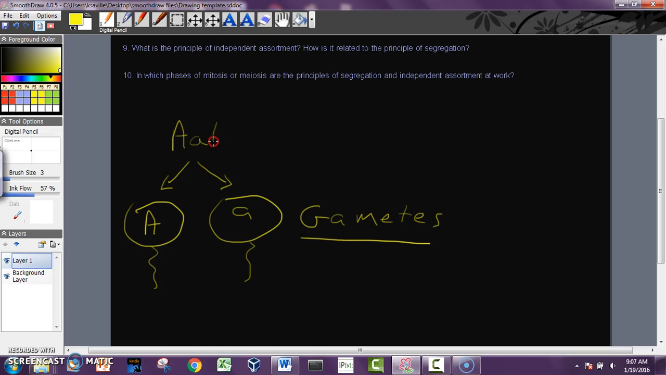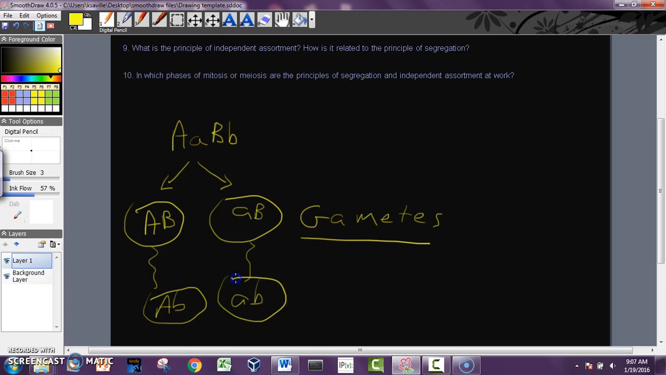Now independent assortment is what happens if you're dealing with more than one gene. So here are two genes. If you get a big A, you can also get a big B. If you get a little a from here, you can also get a big B from there. And we can get two other kinds of gametes. If we get a big A from here, we can get a little b from here. That's another gamete. If we get a little a from here, we can get a little b from here.